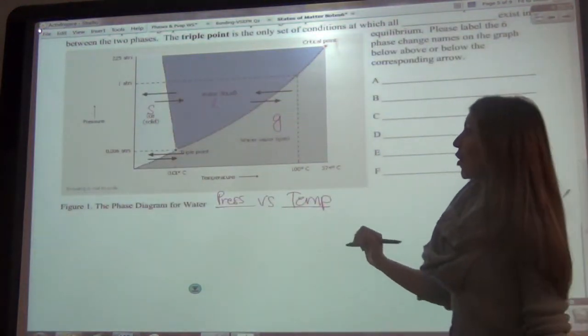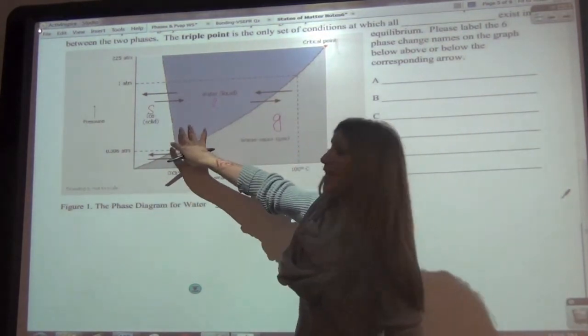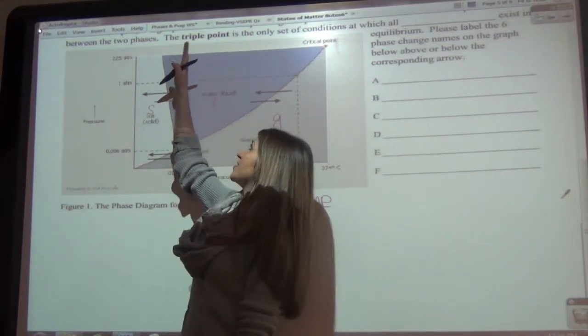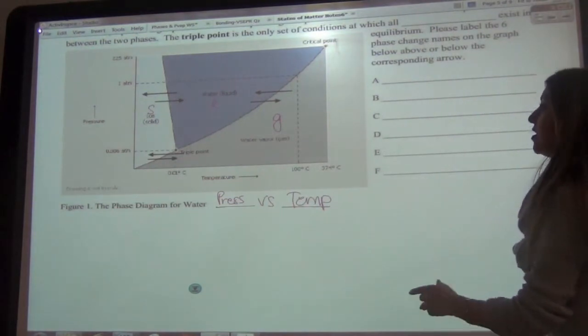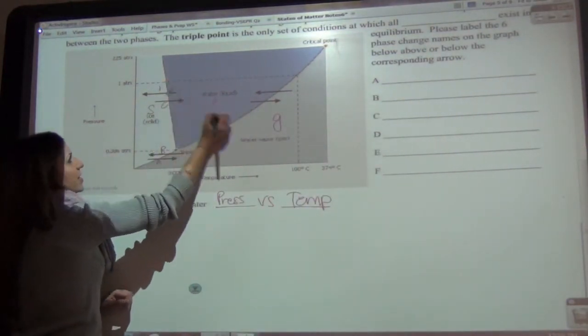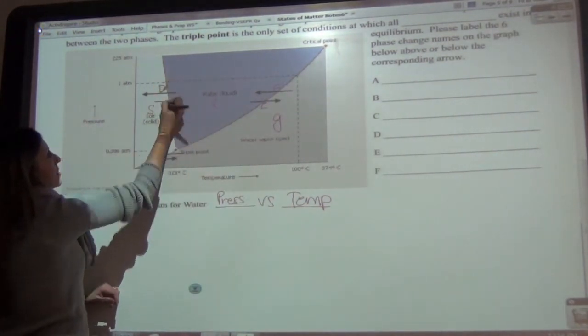Okay, I wanted to make sure that you were aware that water really is the only one that has a graph that looks like this. Typically, this solid liquid line would be on this side. So let's talk about these lines. I think yours is labeled, so we've got an A, B, C, D, is it E and F? Does that look right? A, B, C, D, E, and F.